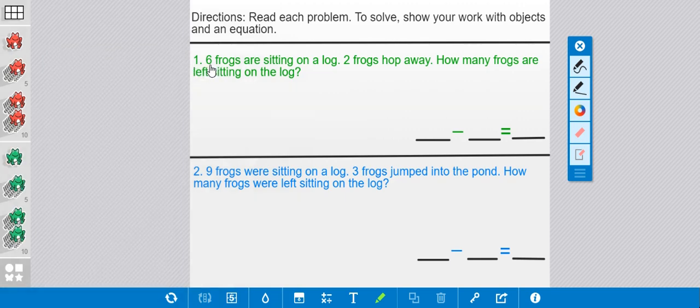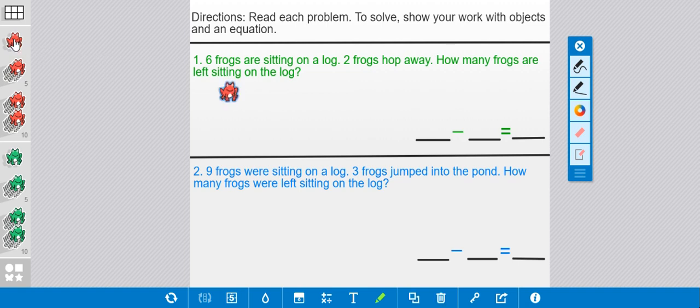All right, so let's read this story problem together. 6 frogs are sitting on a log. 2 frogs hop away. How many frogs are left sitting on the log? So we're going to start out with our 6 frogs. So let's get 6 frogs.